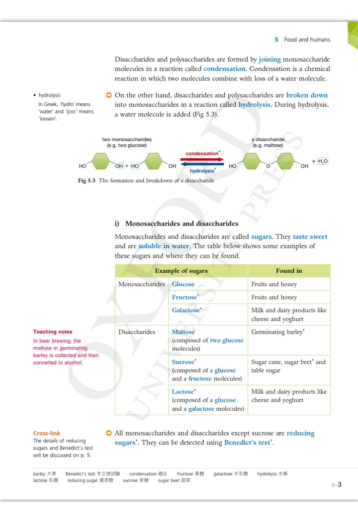Now it comes to the concept of reducing sugar. All monosaccharides and all disaccharides except sucrose are reducing sugars. They can be detected using Benedict's solution, which turns brick red when reducing sugars are present. Now you might be interested in knowing a term called lactose intolerance. It is a disorder in the body that occurs when the body lacks the enzyme lactase to break down lactose in milk. This can cause discomfort when consuming dairy products.